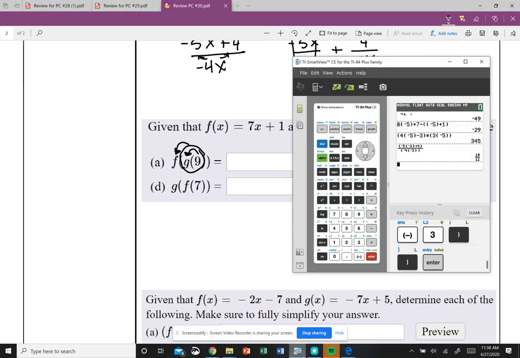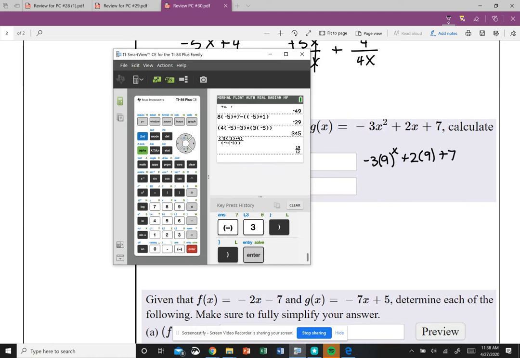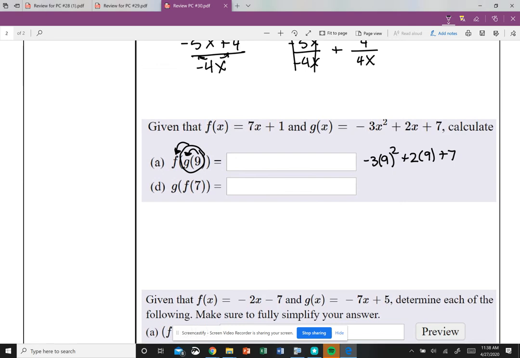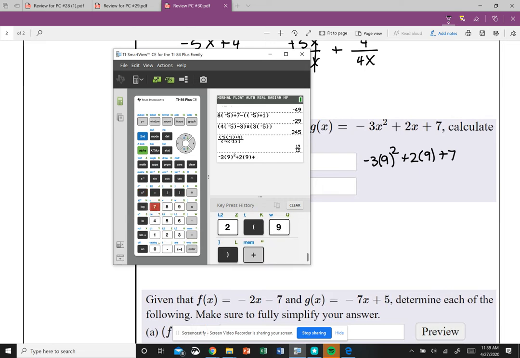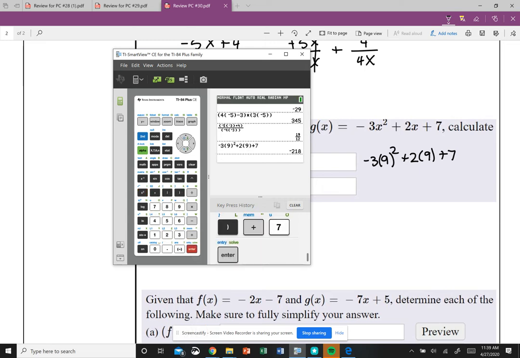So I pull out my handy dandy calculator. I do -3 parentheses 9, squared. Okay, there we go. And then we do close parentheses squared plus 2 parentheses 9 close parentheses plus 7. And I hit enter, and I get -218.